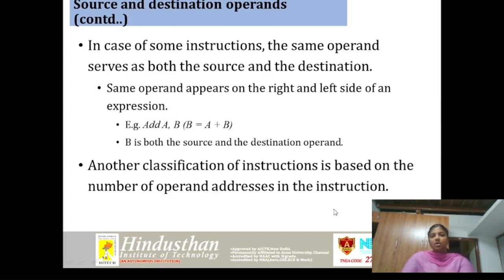So these are some of the examples. Add A comma B, and here B is both a source and a destination. In this type of example, at the beginning A and B both are the source operands, and at last the value of A plus B will be added and stored again in B. So now B will be acting as a destination, and the value of the source operand will be replaced by the addition result.